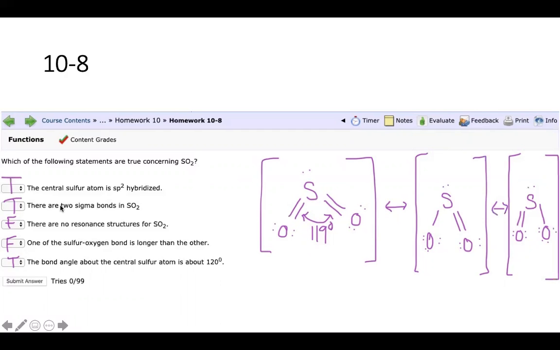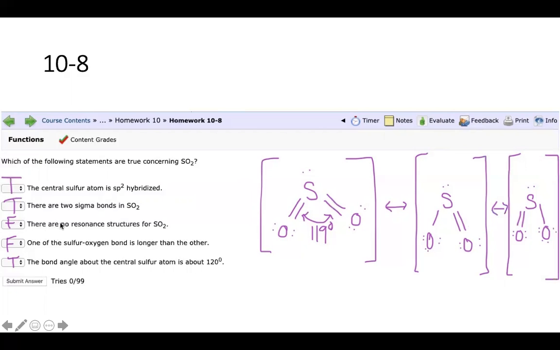Our second statement says that there are 2 sigma bonds in SO2. So remember, a single bond contains 1 sigma bond, a double bond contains a sigma and a pi. In this case, we're going to have 1 sigma, 2 sigma, in each of the structures. So each of these structures contains 2 sigma bonds. This is also going to be a true statement.